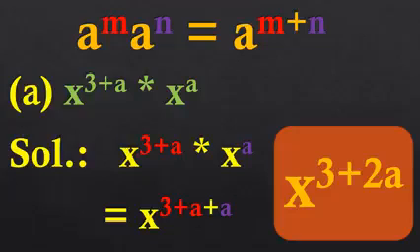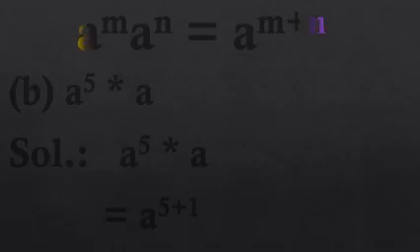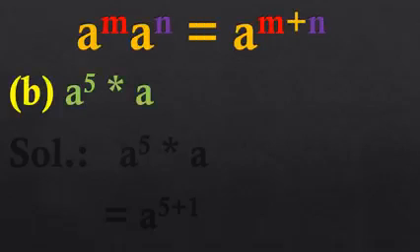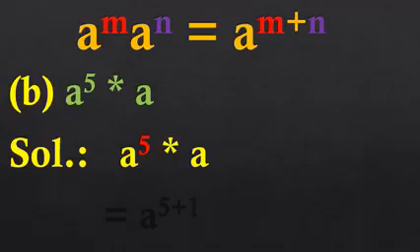And a plus a is equal to 2a. This is the answer. Another example, multiply a to the fifth power and a. So we have a common base of a, so we will copy and add the exponents. By the way, the exponent of a here is 1.